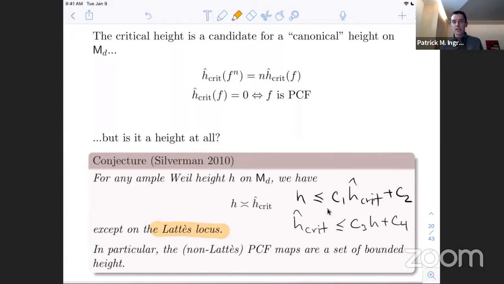So this is a conjecture that was made in 2010. And again, there are a lot of different reasons why you might make this conjecture. In some ways, this theorem of Thurston gives you some motivation for it. In some ways, it's the idea that the critical dynamics determine the dynamics in general, so that the ample Weil height on M_d will come up in a lot of height estimates involving the arithmetic dynamics and orbits at any point. And so it's nice to be able to swap that out with the critical height. So this was the conjecture.